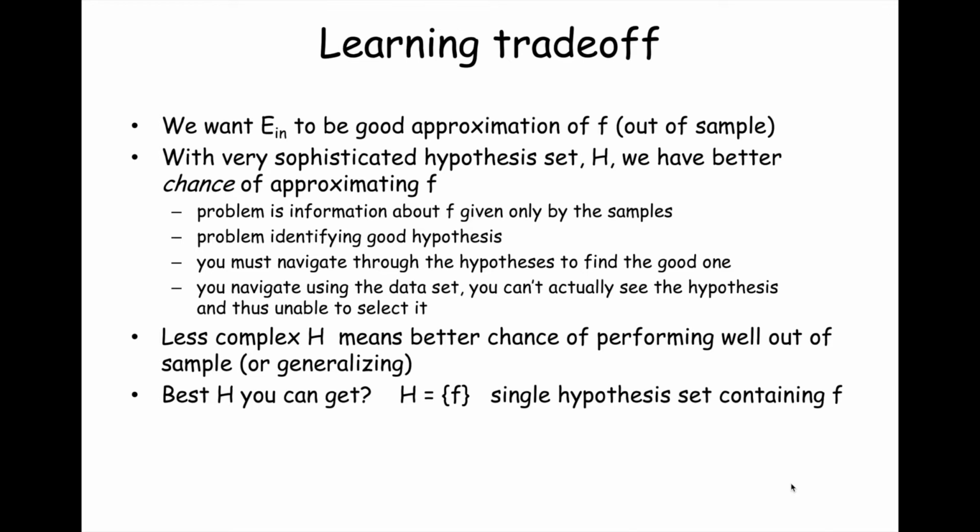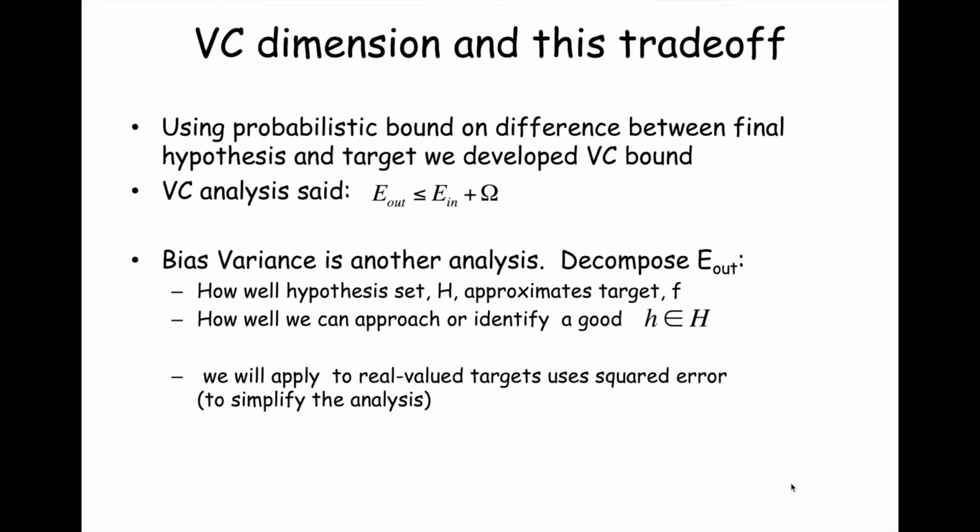That never happens, right? But theoretically, the best hypothesis set you can have is one that's very, very small, only has a single function in it, and that function happens to be exactly the target function, right? So certainly this is laughable. It never happens. But that's the best you can do given the criteria at hand.